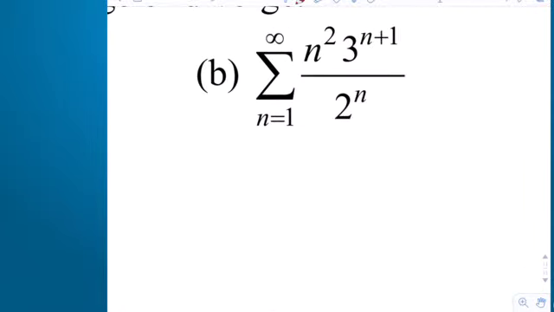All right, this one here. It's an infinite series. Nth term test for divergence. We'll tell you what.